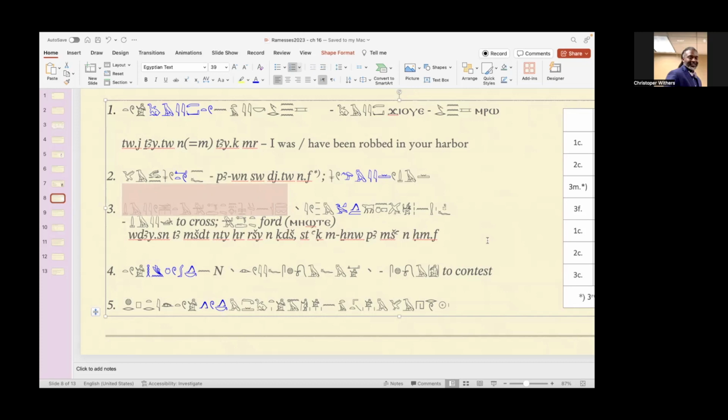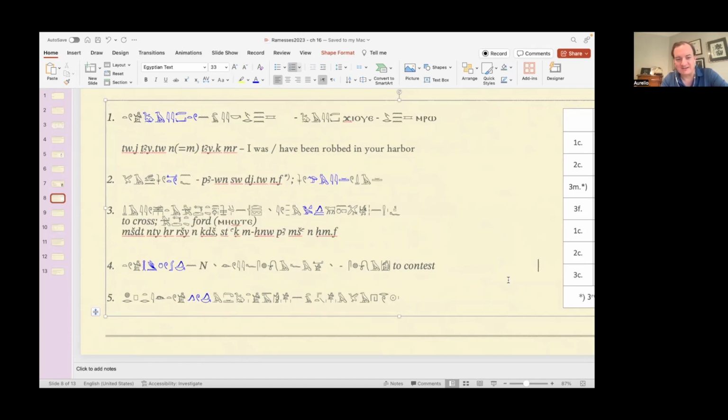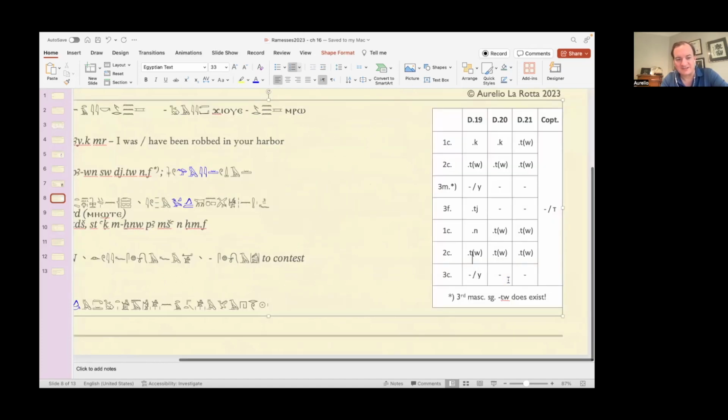Now the next one. The next one, it's a similar case. Again, it's a stative being used to describe in the narration what's going on. Anybody want to take this one? Gosh, formatting is a real trouble today. I think I overloaded the slides with too much text.